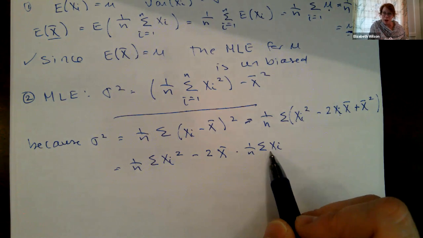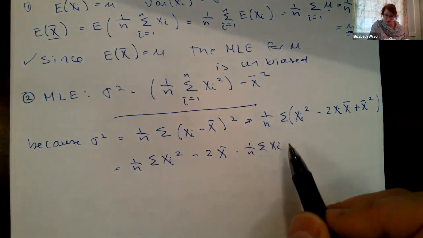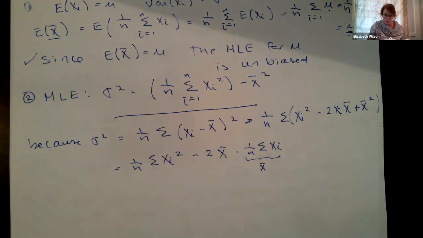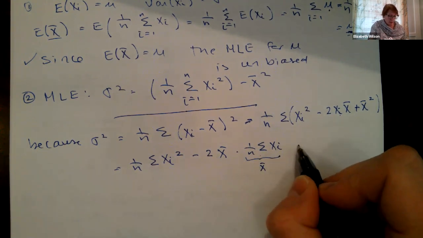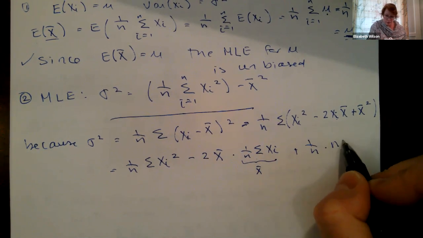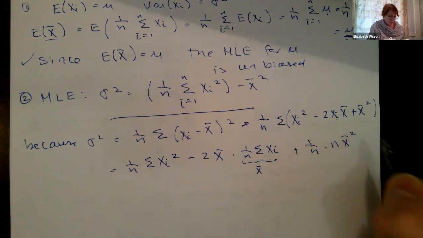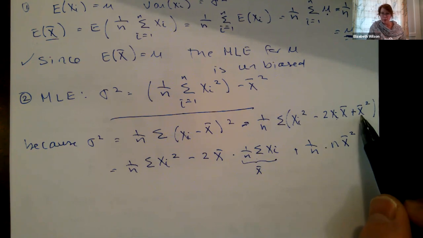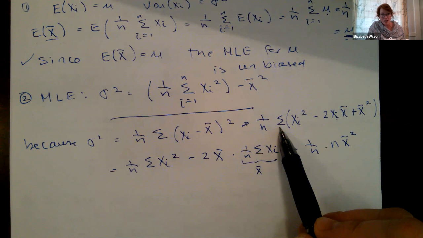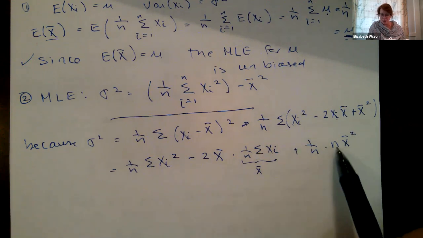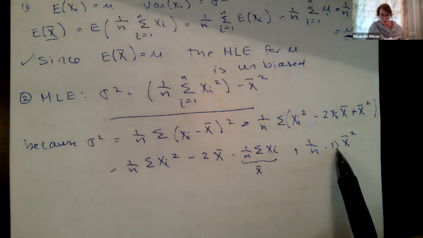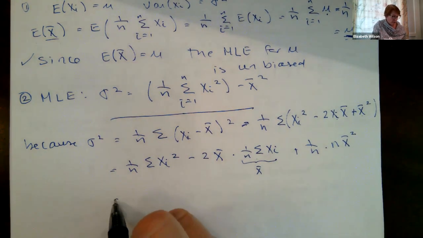I'm going to pull that out, x sub i, because this is the sum of i to n. This right here, by the way, is also x bar, so I'm going to substitute that back in just a minute. Plus 1 over n times n x bar squared. Why do I get the n times x bar squared? It's because x bar squared is being summed up n times. That's basically like saying n times x bar squared, and then I've got this 1 over n being multiplied by it.